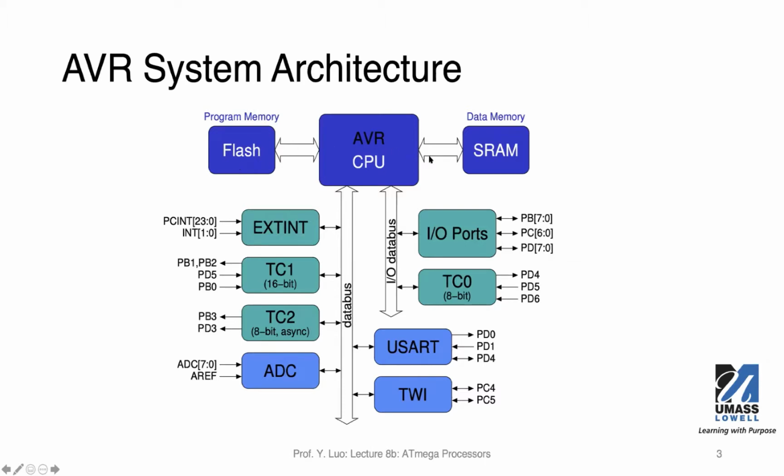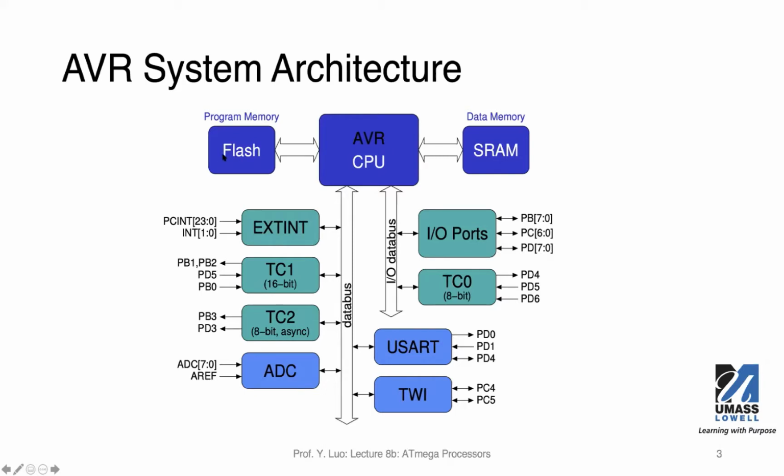In contrast, data memory is based on SRAM. SRAM is called volatile memory, and flash is called non-volatile. Volatile versus non-volatile depends on whether the memory component retains information after power off or not. Flash can retain information after you power off this chip or power off the system, whereas the SRAM loses all the data when you power off this chip.